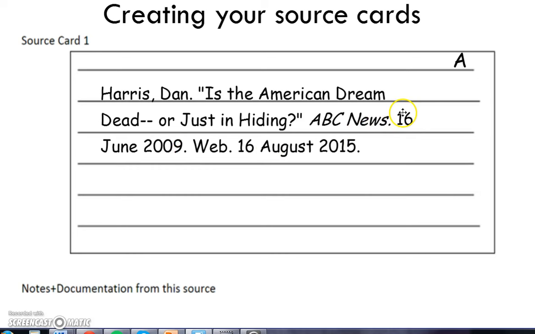What I want you to notice about the date is how it's formatted. It's not written how we typically write our dates. The day comes first, then the month, then the year. It is not separated by any punctuation. Okay, next you have a period, and then this was accessed online, so I put web, and then the date of access, which is August 16th. So if you are finding your articles on Tuesday, August 18th, you will put 18 August 2015, and finally a period at the very end.